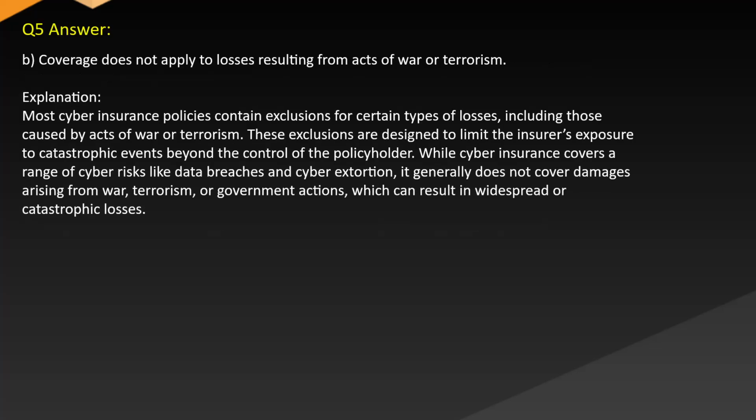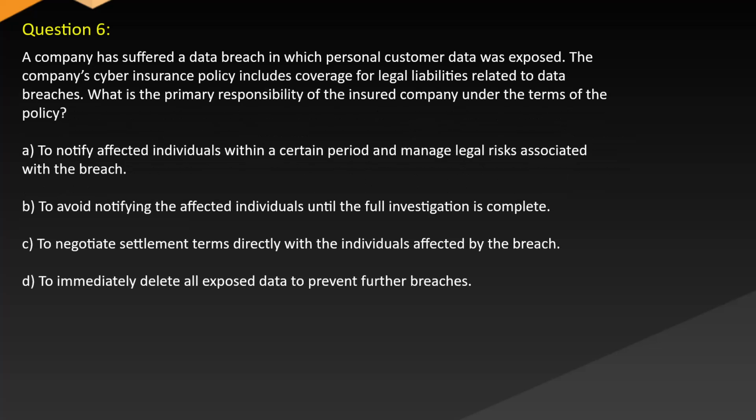Answer: B. Coverage does not apply to losses resulting from acts of war or terrorism. Explanation: most cyber insurance policies contain exclusions for certain types of losses, including those caused by acts of war or terrorism. These exclusions are designed to limit the insurer's exposure to catastrophic events beyond the control of the policyholder, while cyber insurance covers a range of cyber risks like data breaches and cyber extortion. It generally does not cover damages arising from war, terrorism, or government actions, which can result in widespread or catastrophic losses.